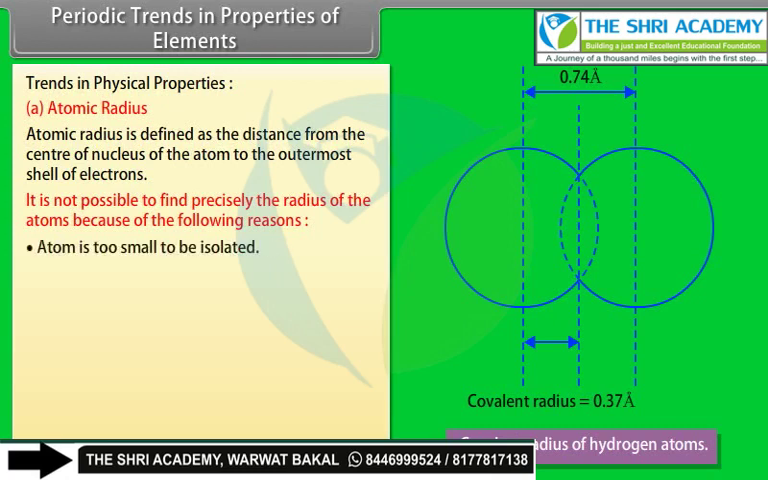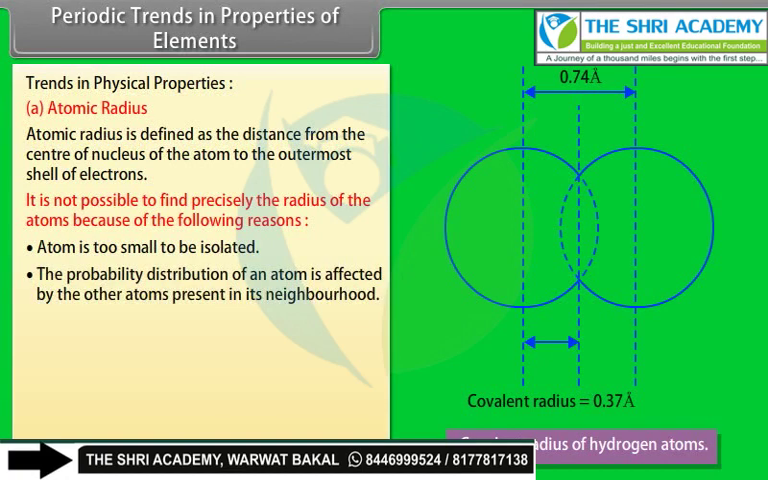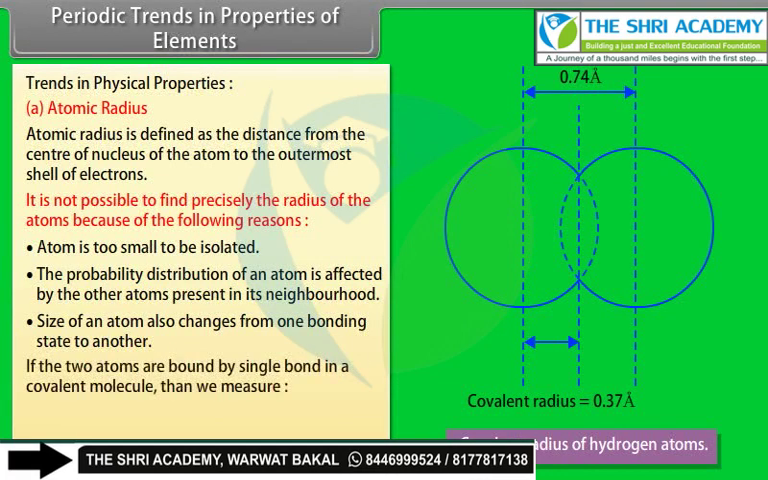Atom is too small to be isolated. The probability distribution of an atom is affected by the other atoms present in its neighborhood. Size of an atom also changes from one bonding state to another. If the two atoms are bound by a single bond in a covalent molecule, then we measure.